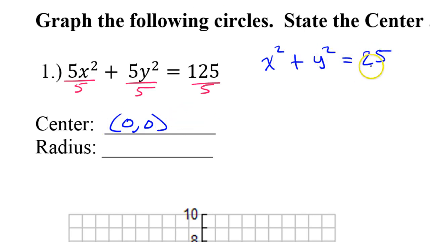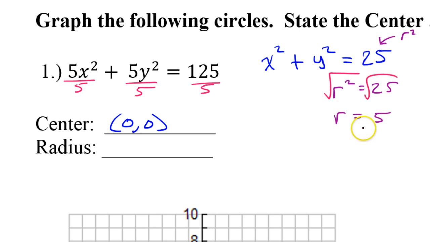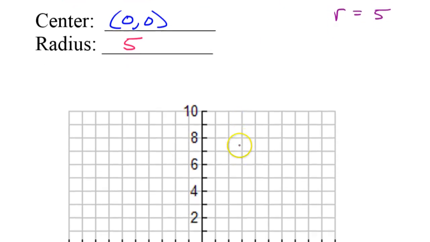Now, this 25 is the radius squared. So this is r squared. So obviously, if r squared is 25, then r must be 5. And you can think of it as taking the square root if it makes you feel better. Normally we'd have a plus or minus, but lengths can only be positive. So we know that the radius is going to be 5. So with this information, we can go ahead and do the graph.